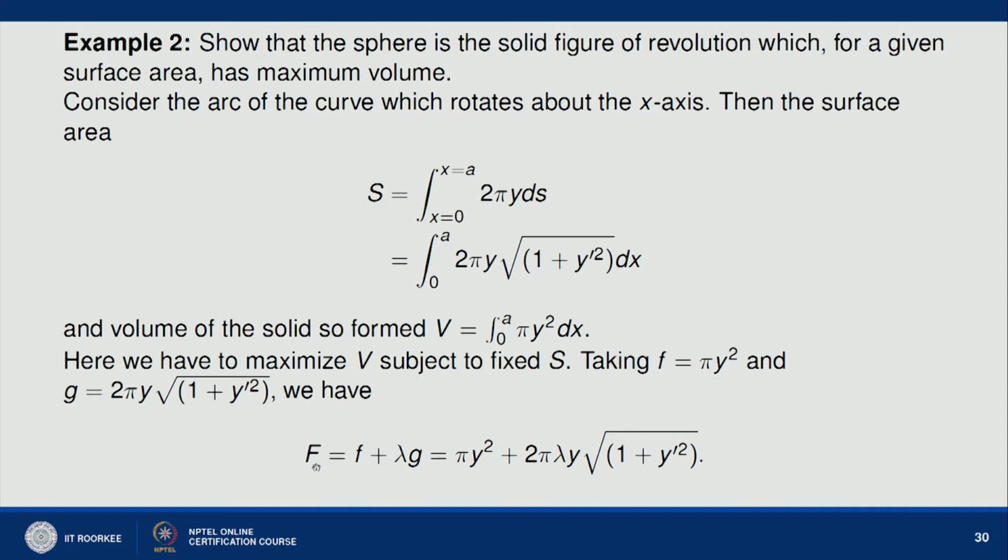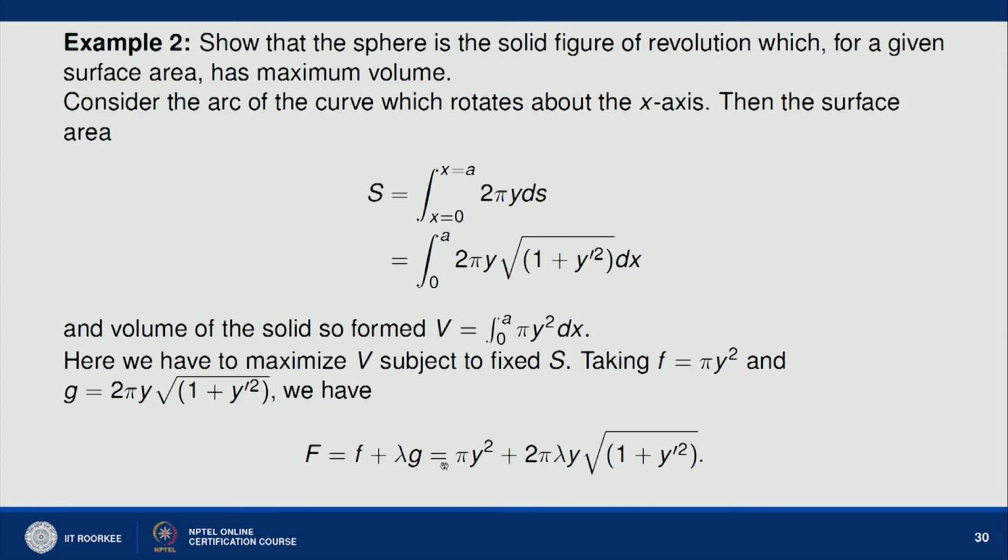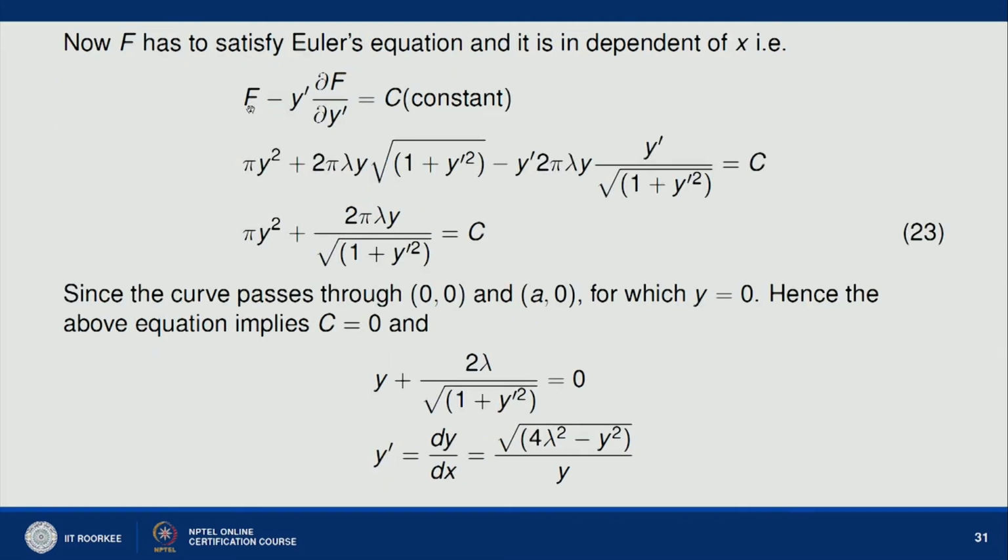So for that you define capital F, which is given as small f plus lambda g, where small f is defined as pi y square and small g is given by 2 pi y under root 1 plus y dash square. Now this capital F satisfies Euler's equation if y is extremizing the functional V here. Since this integrand is independent of x, we can say that Euler's equation reduces to F minus y dash times partial F by partial y dash equal to constant. This is the special case 5 which we have considered at the end of Euler's equation.